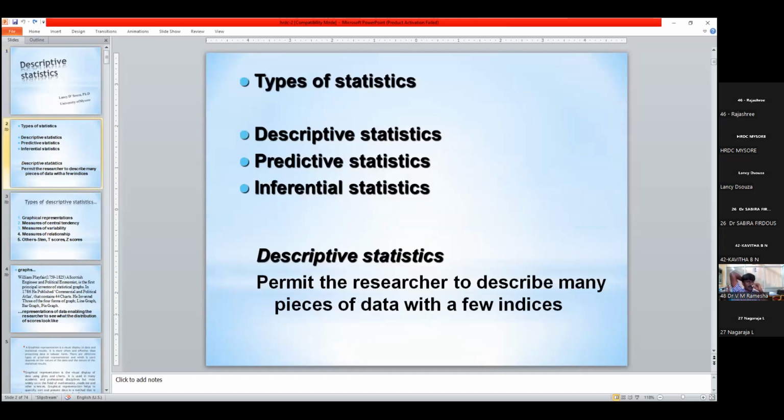When you talk about descriptive statistics, it describes your data in different ways. That's the idea, within a few indices. Descriptive statistics itself is a big world of statistics, and you may not know how much descriptive statistics you can use for explaining or describing your data in different ways. So you give a glimpse of your sample through various forms. That means you describe your data.